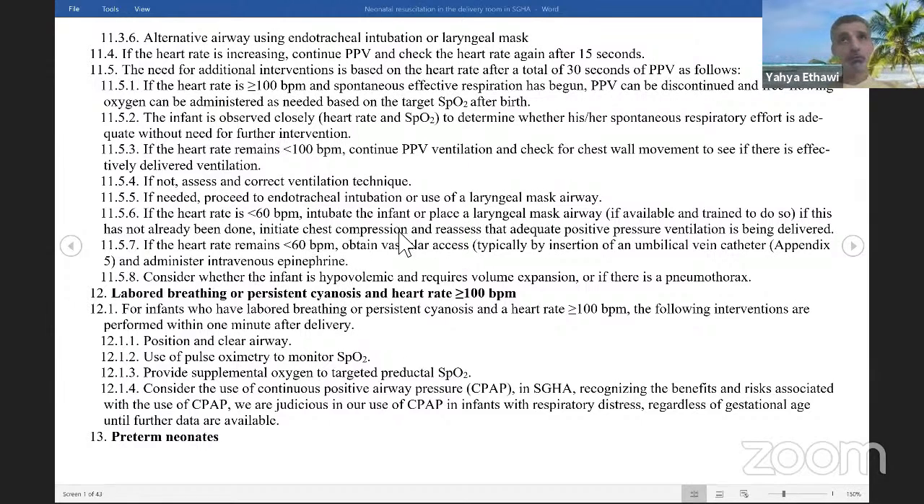Now, you need IV. The best way is to have vascular access, which is the UVC. And when we place a UVC in the delivery room or the resuscitation spot, we do it low-lying, because it's a very quick one, just to give medication.